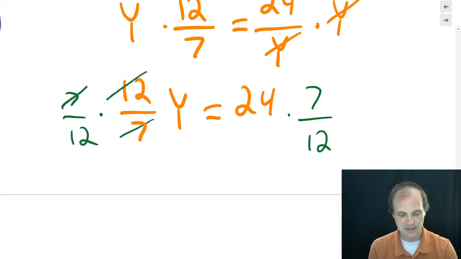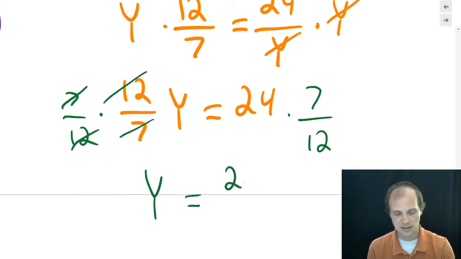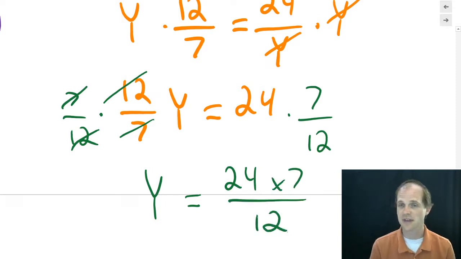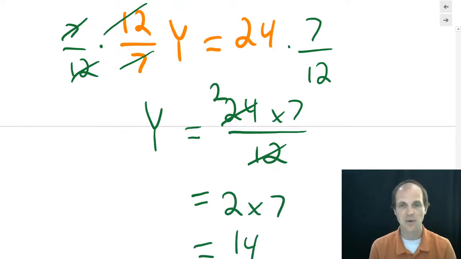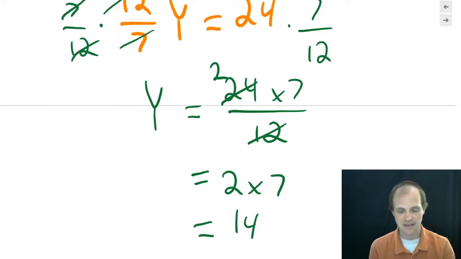My 7's cancel, my 12's cancel, and I get y equals 24 times 7 divided by 12. You're certainly welcome to grab a calculator out and figure that one out. You don't have to do it in your head. But I know that 24 and 12 cancel, I get a 2 here, and I just get 2 times 7, which is 14. I get y is equal to 14 in this case.